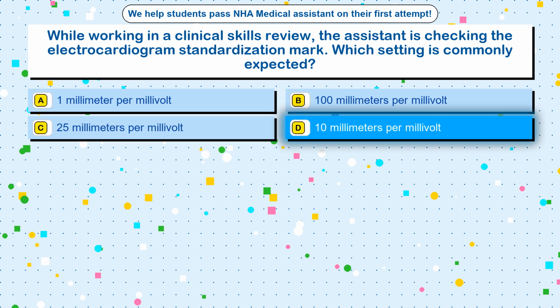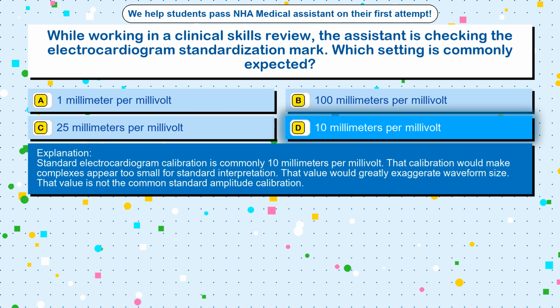10 mm per millivolt. Standard electrocardiogram calibration is commonly 10 mm per millivolt. That calibration would make complexes appear too small for standard interpretation.